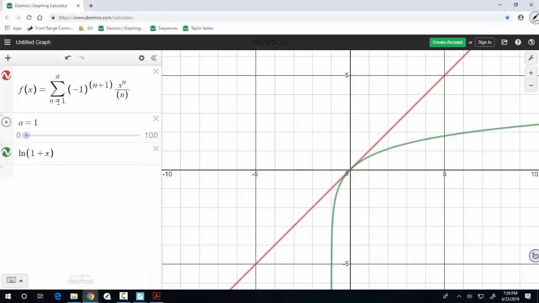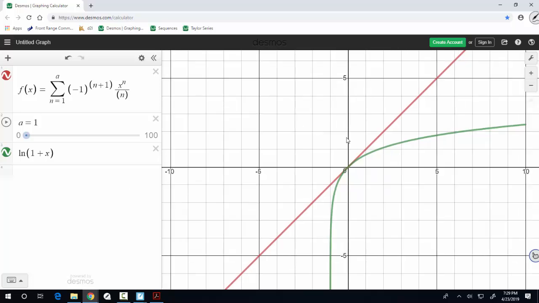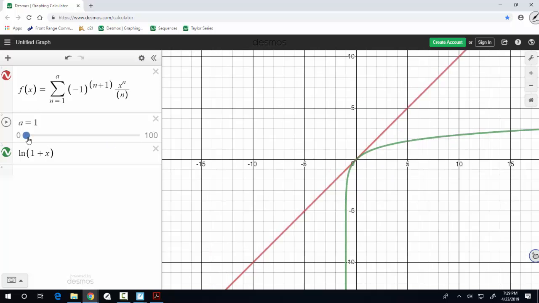And let's look at that as well. So here's our series in red, the function ln of 1 plus x. And remember, the series is going to converge to the natural log of 1 plus x as long as we're at 1 and less than, but also greater than -1. Let's see how that works out.